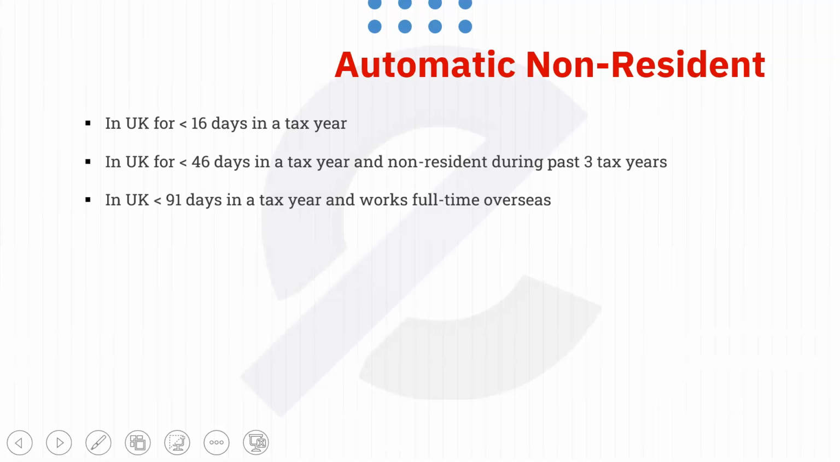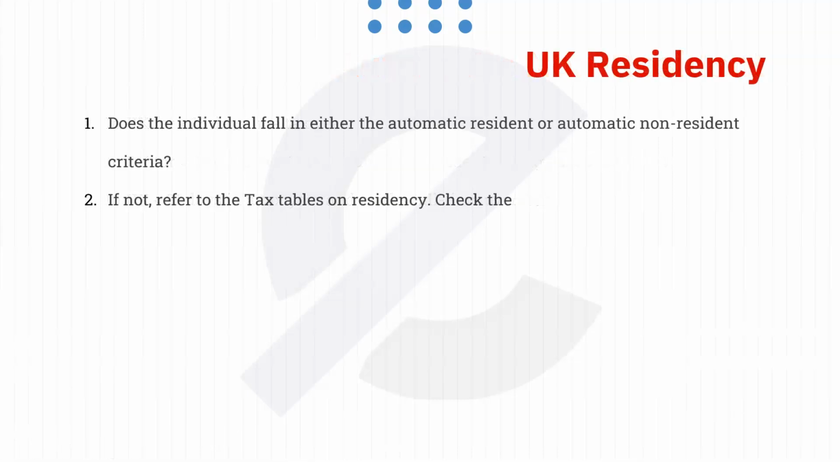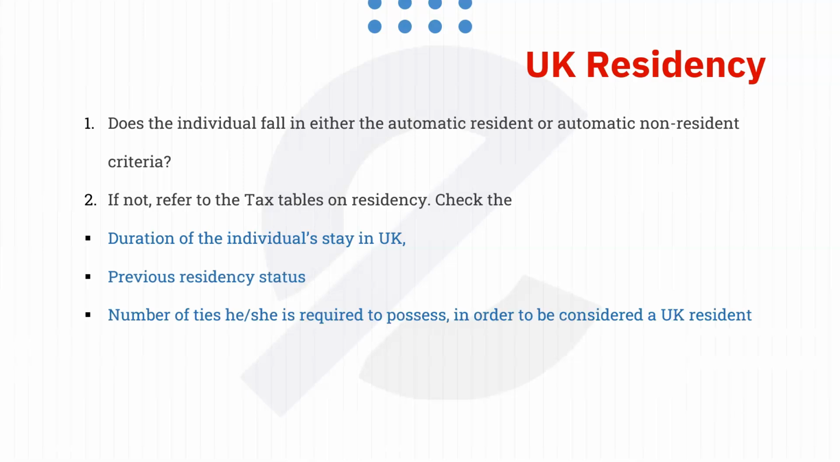For this, the HMRC has laid down additional guidelines in the form of a residency table. In order to read the guidelines correctly, you need to first establish how long an individual has been in the UK for the given tax year. Then look into whether the individual was previously treated as a resident or non-resident, and then identify how many ties or links to the United Kingdom they need to possess in order to be considered a UK resident.